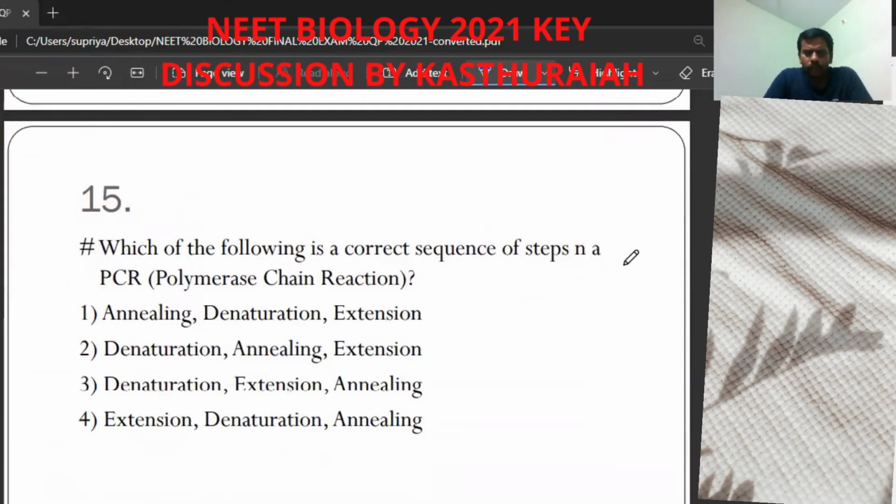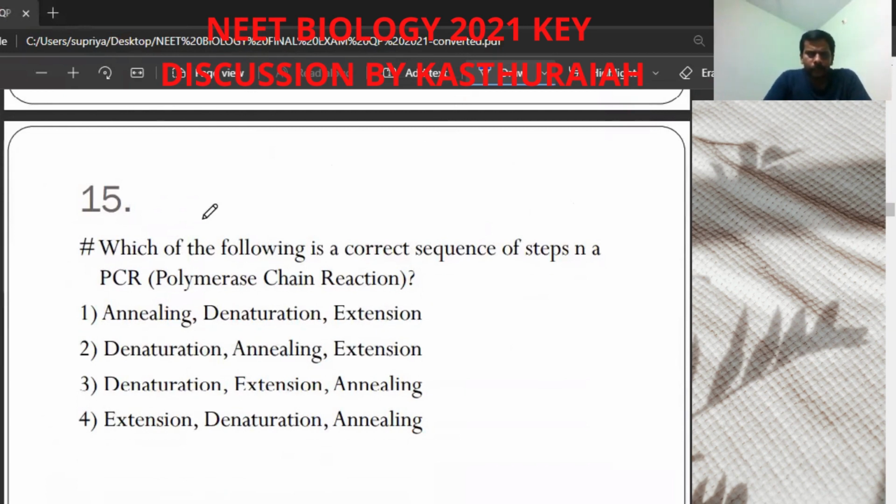Now see one more question, that is the 15th question. Which of the following is the correct sequence of steps in a PCR, polymerase chain reaction? The options given: annealing, denaturation, extension. Then denaturation, annealing, extension. Denaturation, extension, annealing. Extension, denaturation, annealing. Among these four options, there is one correct option that we have to identify.